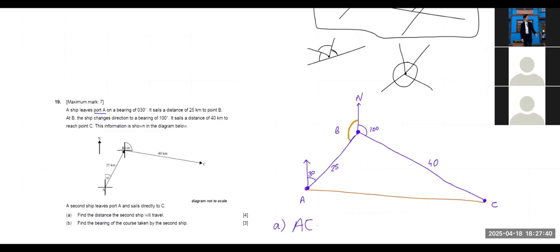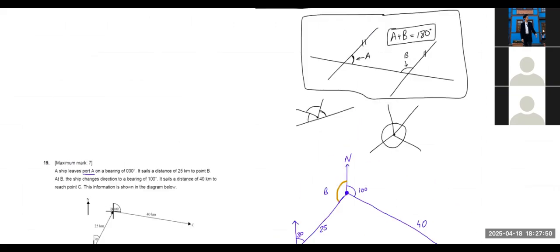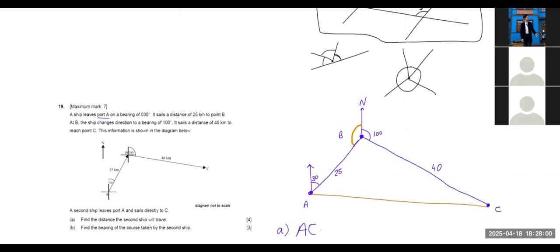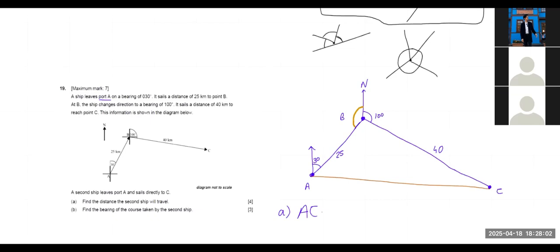What do you guys think? You see two parallel lines and a line between them. So what should this angle be? Or 180. No, they're supposed to add up to 180. This and this is supposed to add up to 180. So what is this? Is it 150? 150, exactly, because you can just do 180 minus 30. So this is 150.